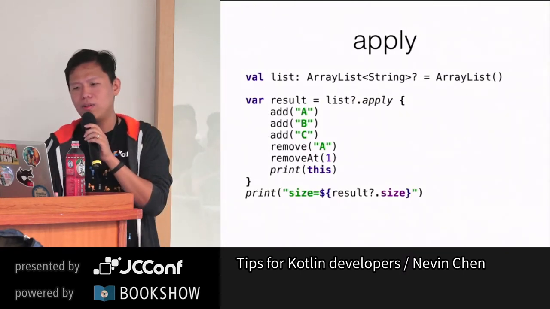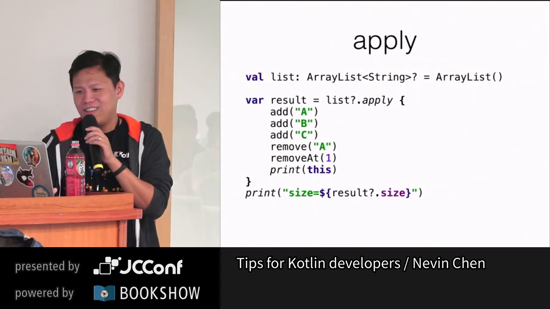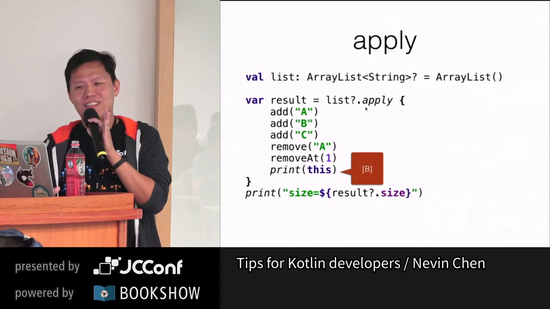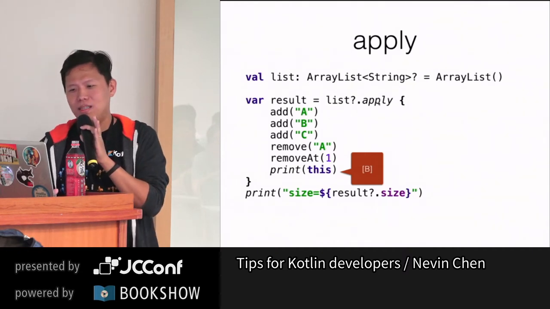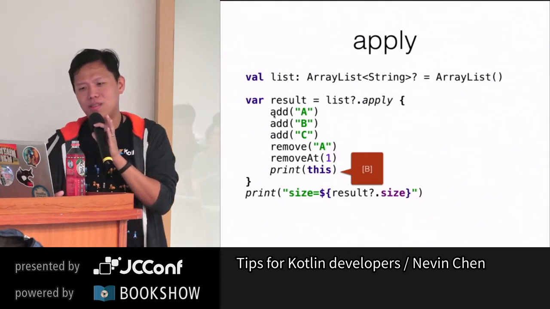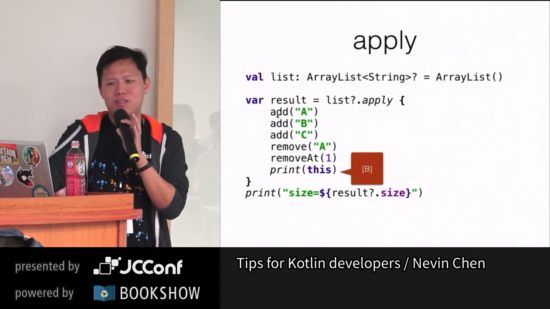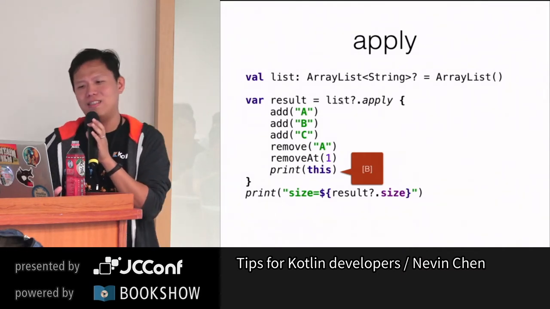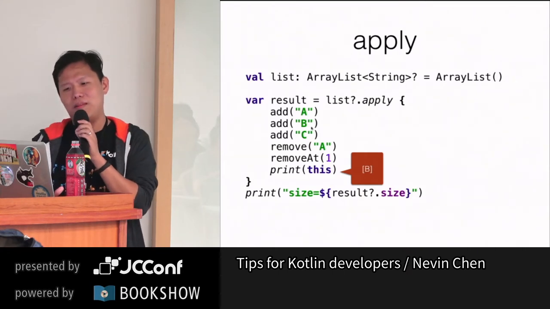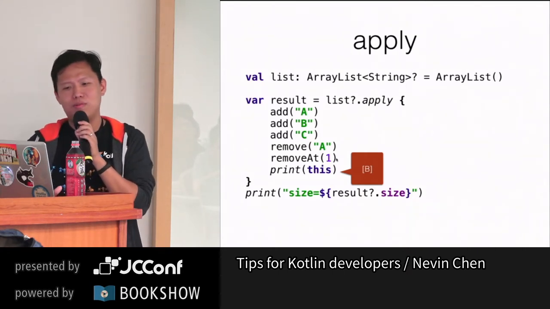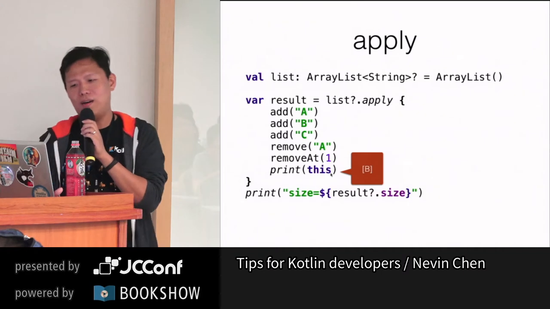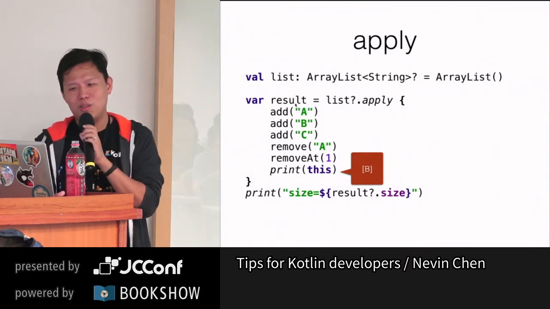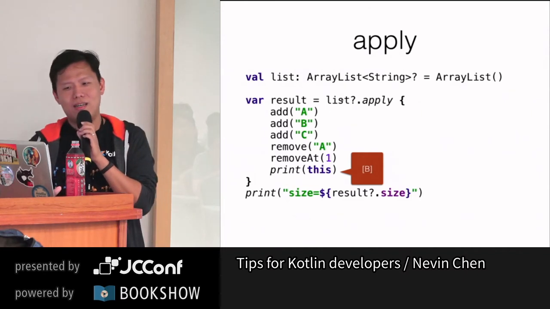Another standard library function is called apply. Apply is a little bit like let, but in apply you don't have to use it. You can just call add as if you are operating on the list. So add A, add B, add B, add C, remove A, remove the second index, and print it out. The return value is result, and the result is actually a list.